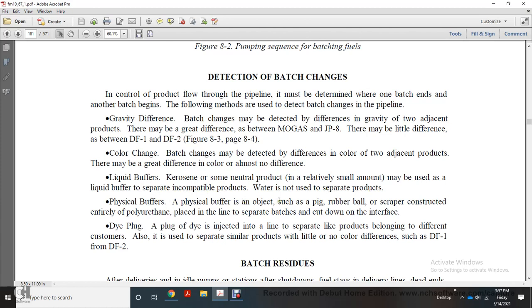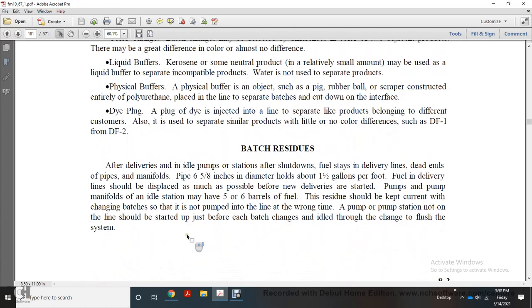Physical buffers. A physical buffer is an object such as a pig, rubber ball, scraper, or polyurethane plug placed in the line to separate batches and cut down the interface. A plug of dye is injected into the line to separate products for different customers. It is also used to separate similar products with little or no color difference, such as diesel fuel 1 and diesel fuel 2.